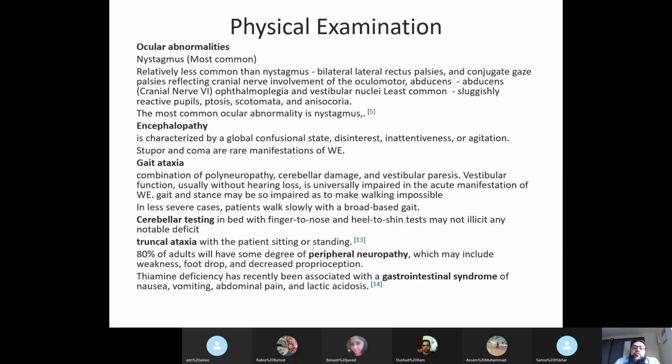And the most common ocular abnormality is nystagmus, then encephalopathy. So delirium is the next symptom. Disinterest, inattentiveness, agitation, stupor, and coma are rare manifestations of Wernicke's encephalopathy. Then the third is gait ataxia.